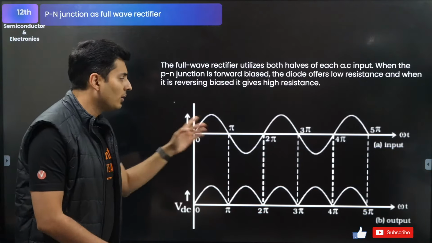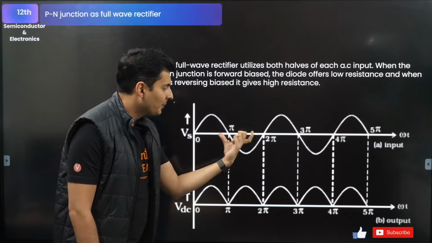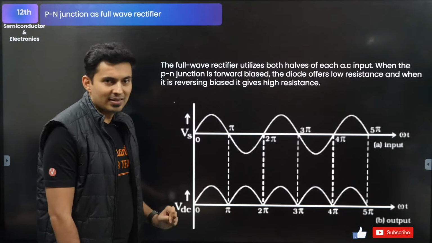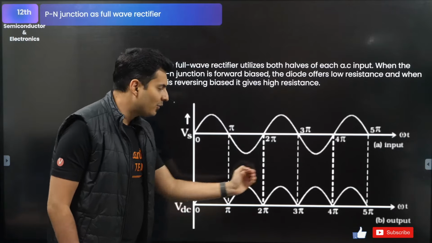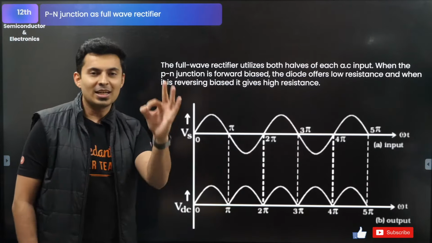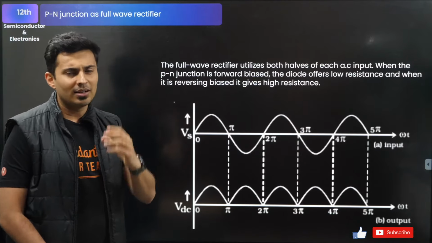The other one is the full wave rectifier. So you even take the negative cycle and flip it on the other side. So you are making use of the complete cycle's energy to be rectified into a DC signal. So the entire wave is converted into DC. That is why it is called a full wave rectifier.